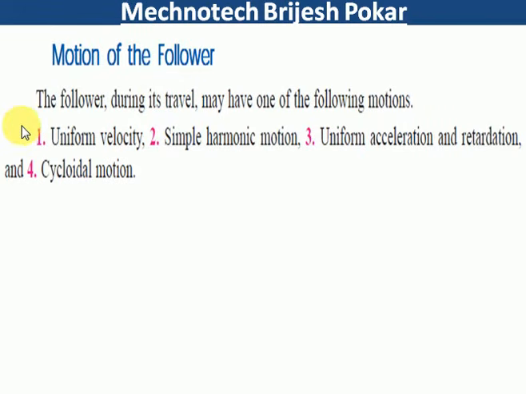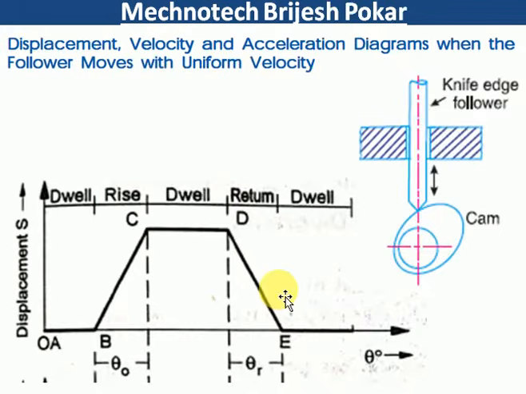So first is uniform velocity, second is simple harmonic motion, or we can say SHM. Third one is uniform acceleration and retardation, and fourth one is cycloidal motion. So these four motions are the follower motions. Okay, so let's start one by one. First one is uniform velocity.